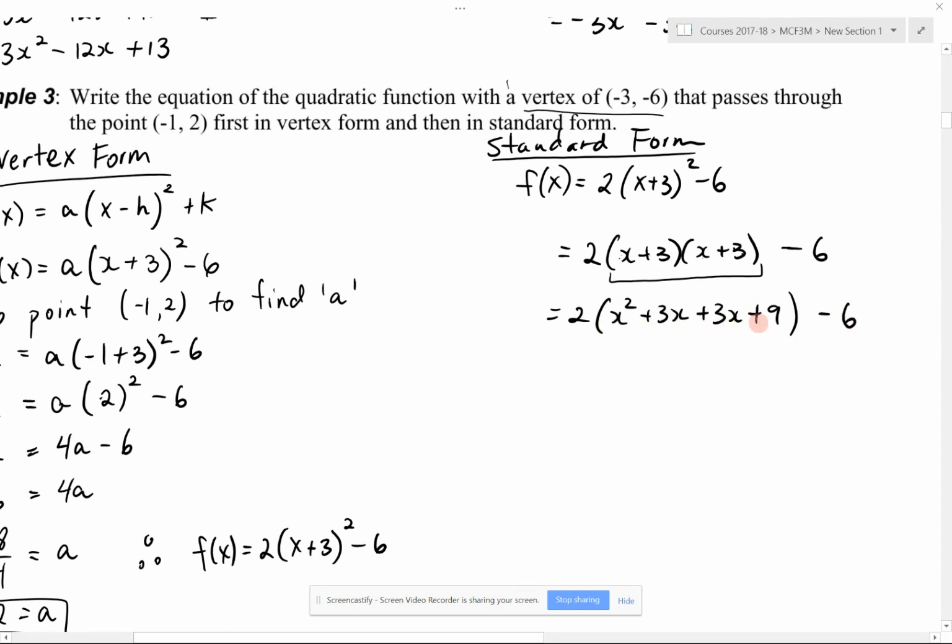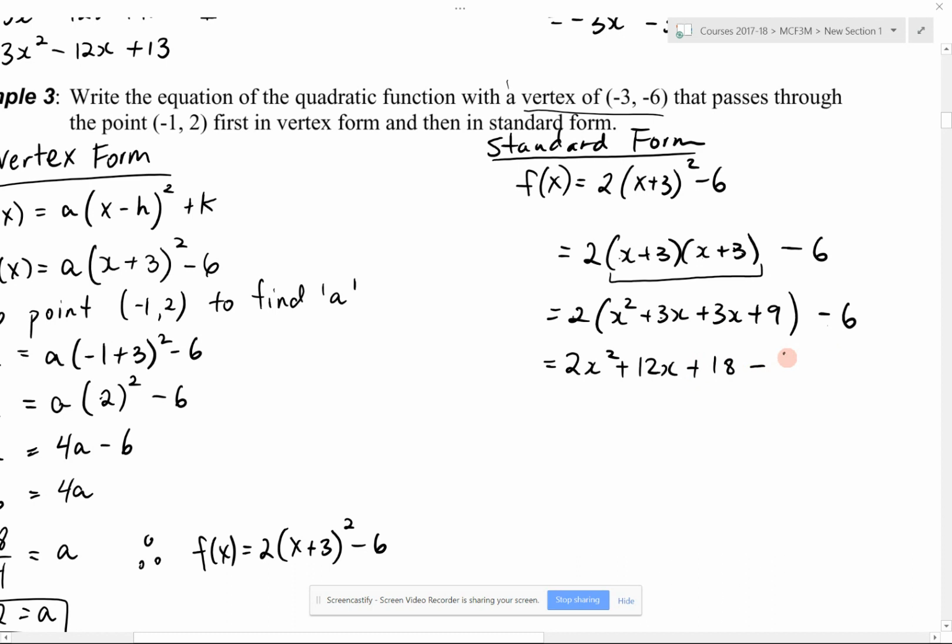Now I just distribute the 2 with what I have in here. 2 is being multiplied with my product here, so I'm going to distribute that 2. So 2x squared, 3x plus 3x is 6x. When I multiply that with the 2 I have here, will become 12x. And 2 times 9 is 18.